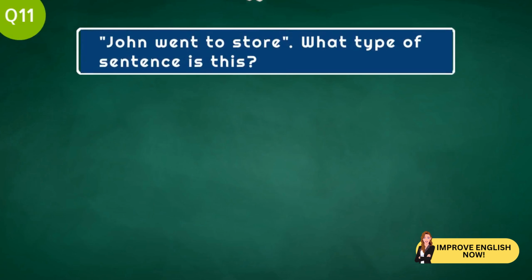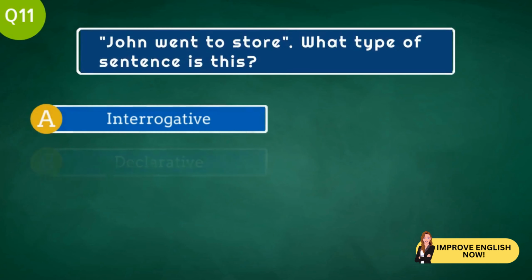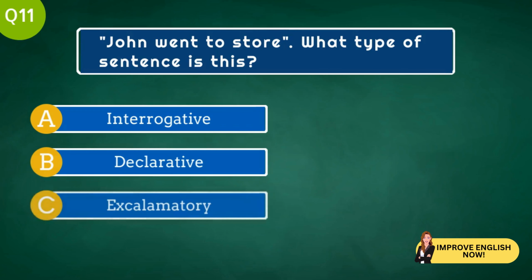John went to store. What type of sentence is this? A. Interrogative. B. Declarative. Or C. Exclamatory.